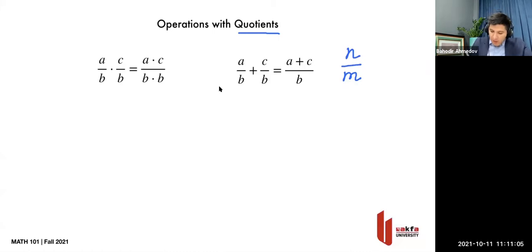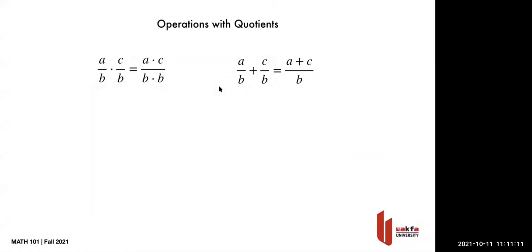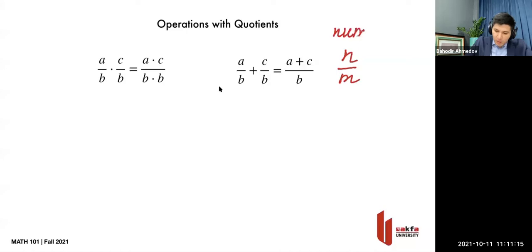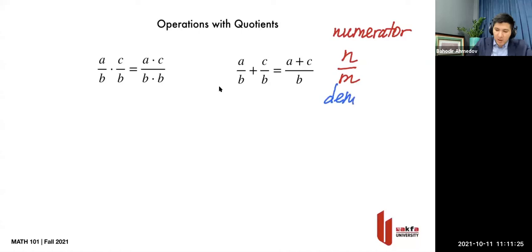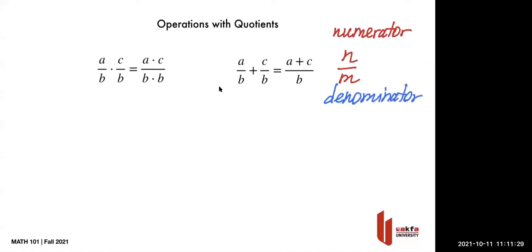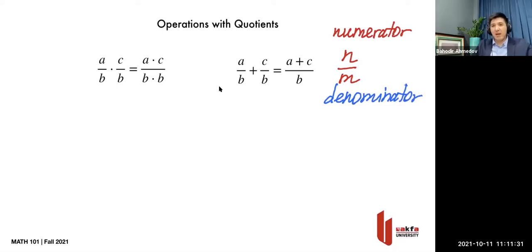So the upper part of the ratio is called the numerator. In Russian, we call this числитель. In Uzbek, we call this surat, right? And the lower part is called the denominator. In Russian, we call this знаменатель. In Uzbek, we call this makhraj.